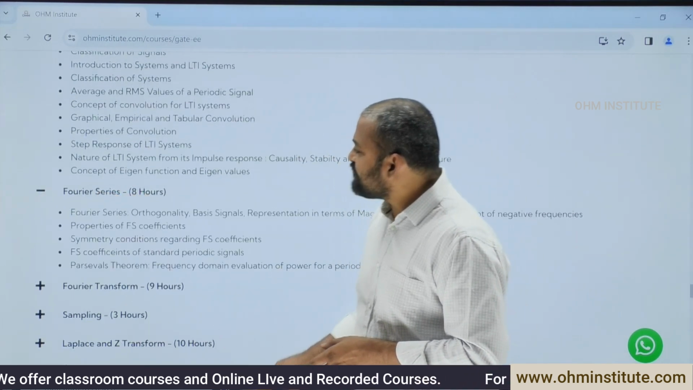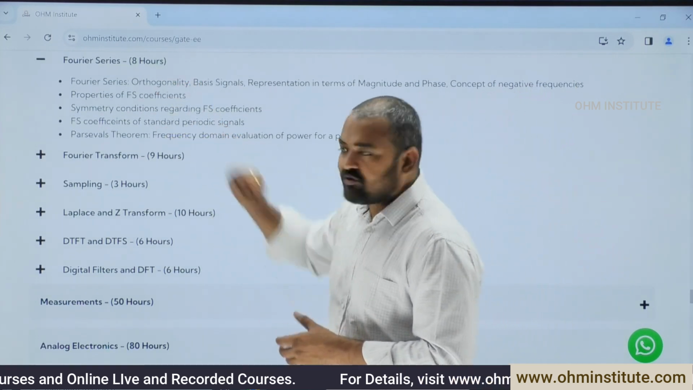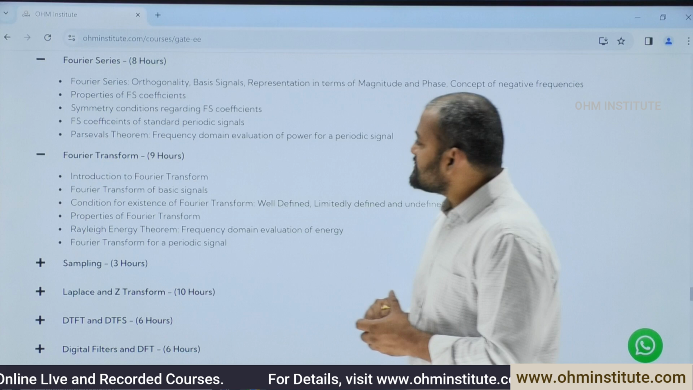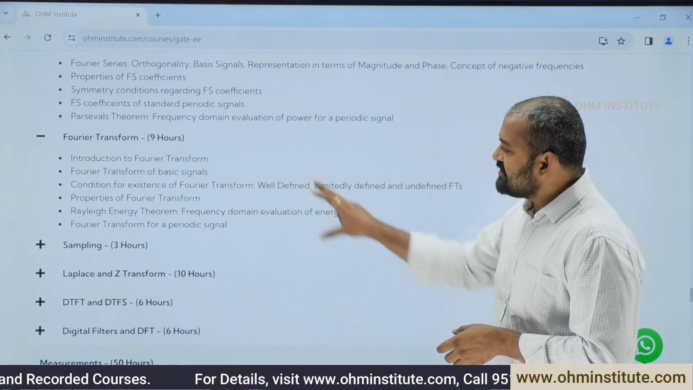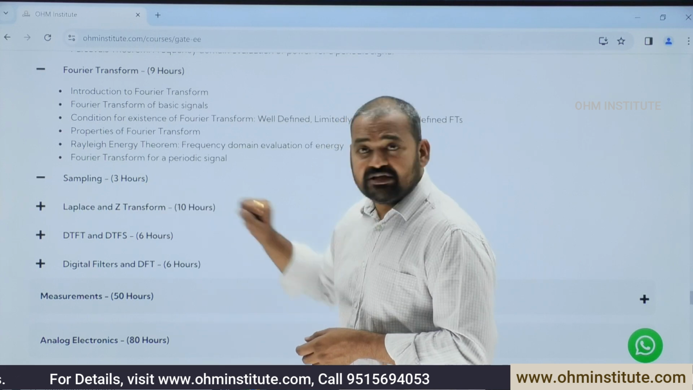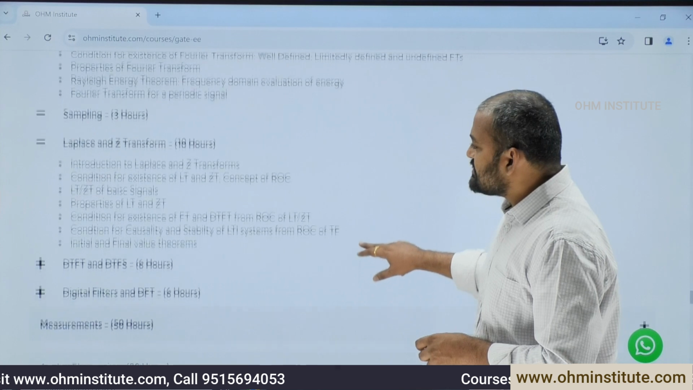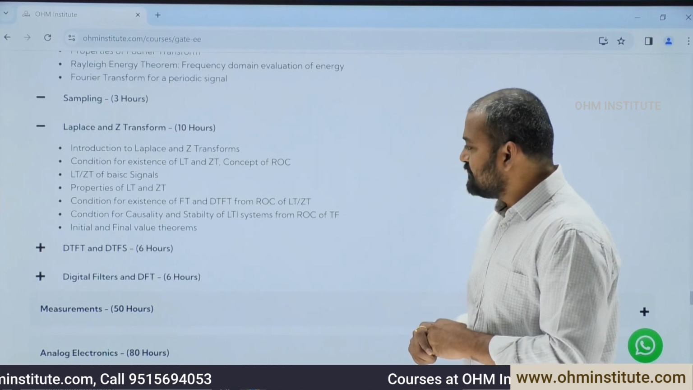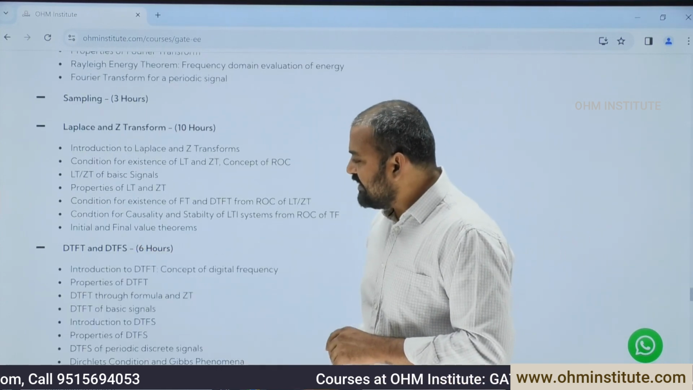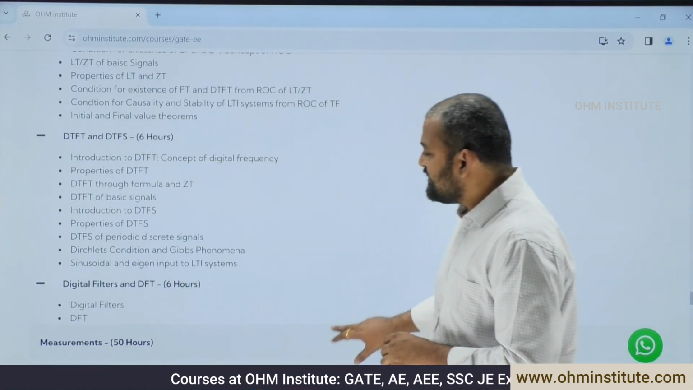And the second topic is Fourier series. 8 hours will be taken, and these are the subtopics. And Fourier transformation, 9 hours required, and these are the subtopics. And then sampling, 3 hours, it's a single topic, sampling 3 hours. Laplace transform and Z transform, around 10 hours will be taken. DFTs, DTFTs, around 6 hours required. Digital filters and DFT, 6 hours.